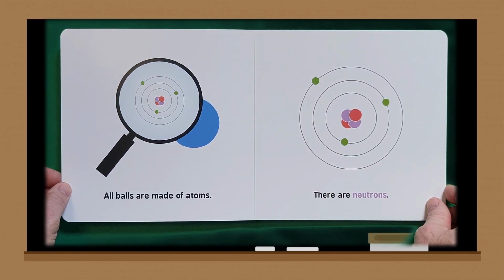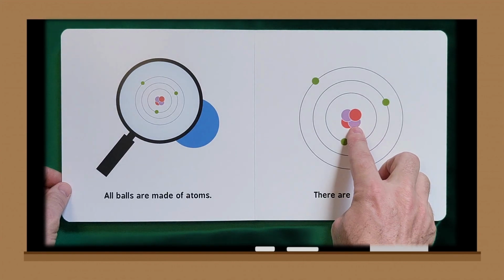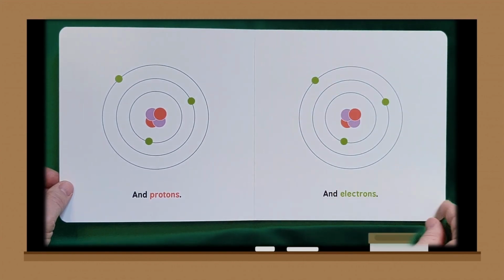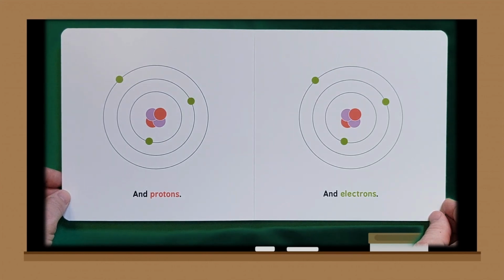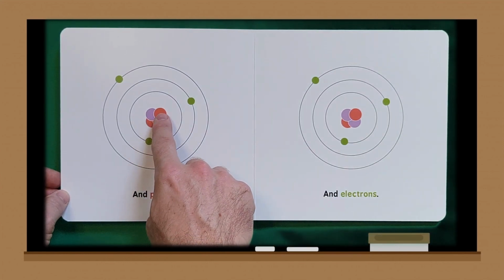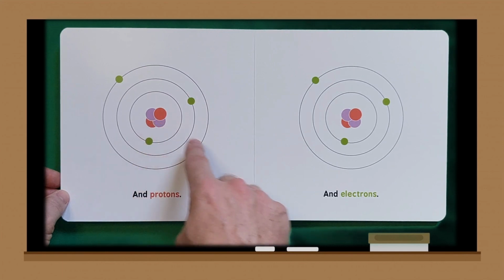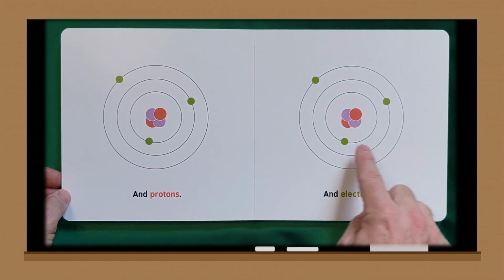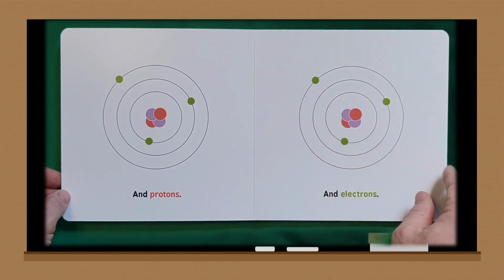All balls are made of atoms. There are neutrons. See the purple neutrons? And protons. See the red protons next to the neutrons? And electrons. And look, there are the green electrons.